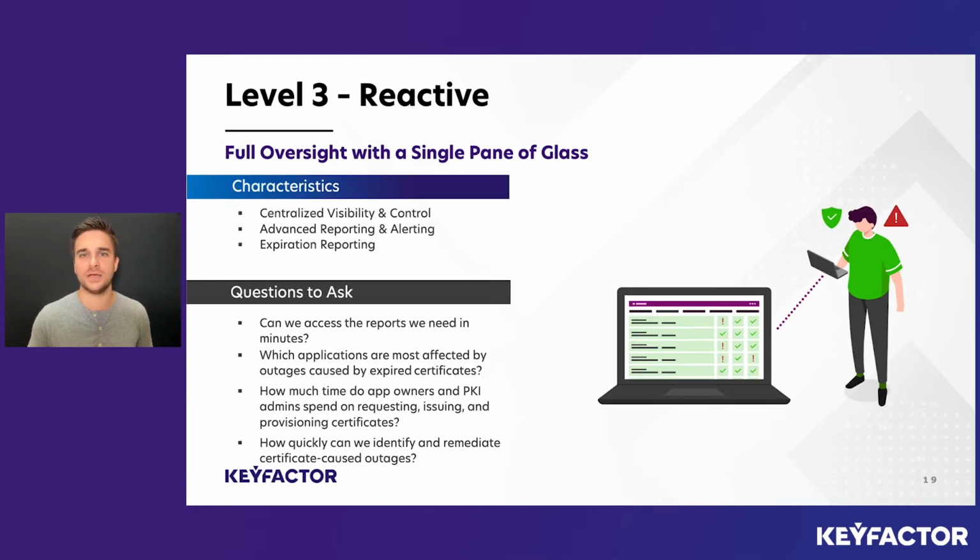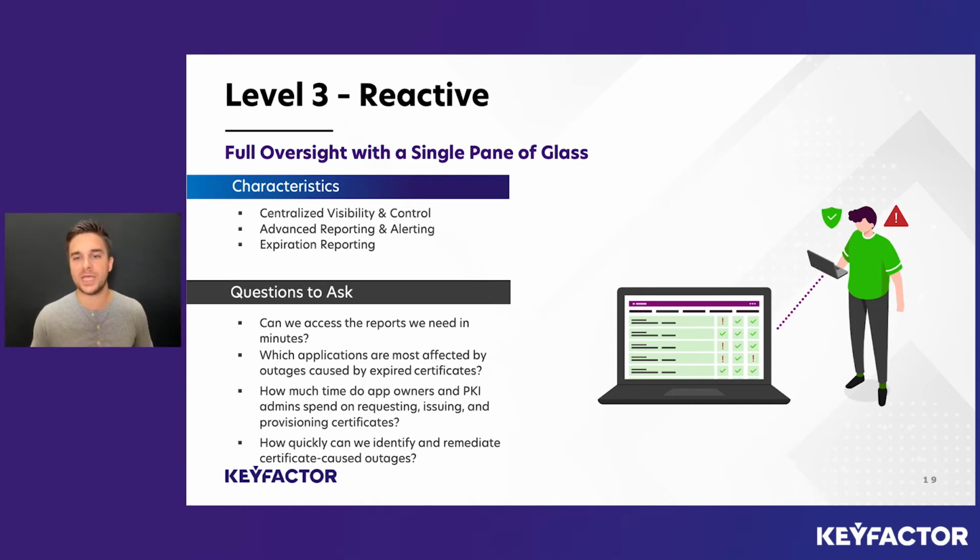Questions to ask at level three: can we access reports in minutes? How can we get them immediately? Which applications are most affected by outages caused by expired certificates? That's about having risk profiles attached to certain areas of your business. Are you able to do that? How much time do application owners and PKI admins spend on requesting, issuing, and provisioning certificates? If that's going lower, maybe you're getting more and more into automation.